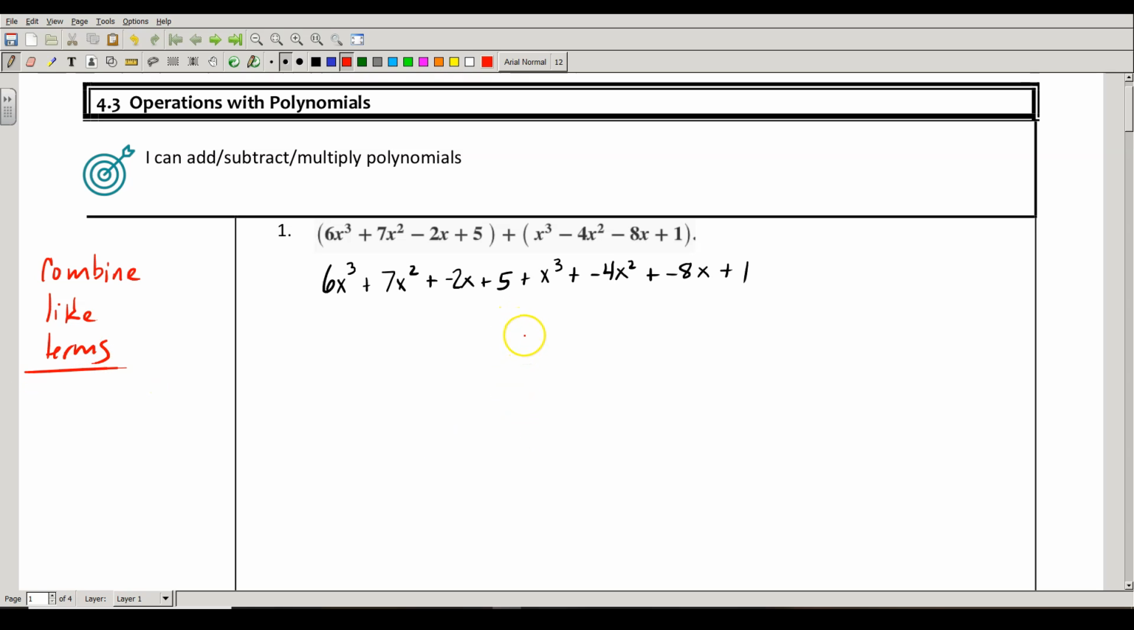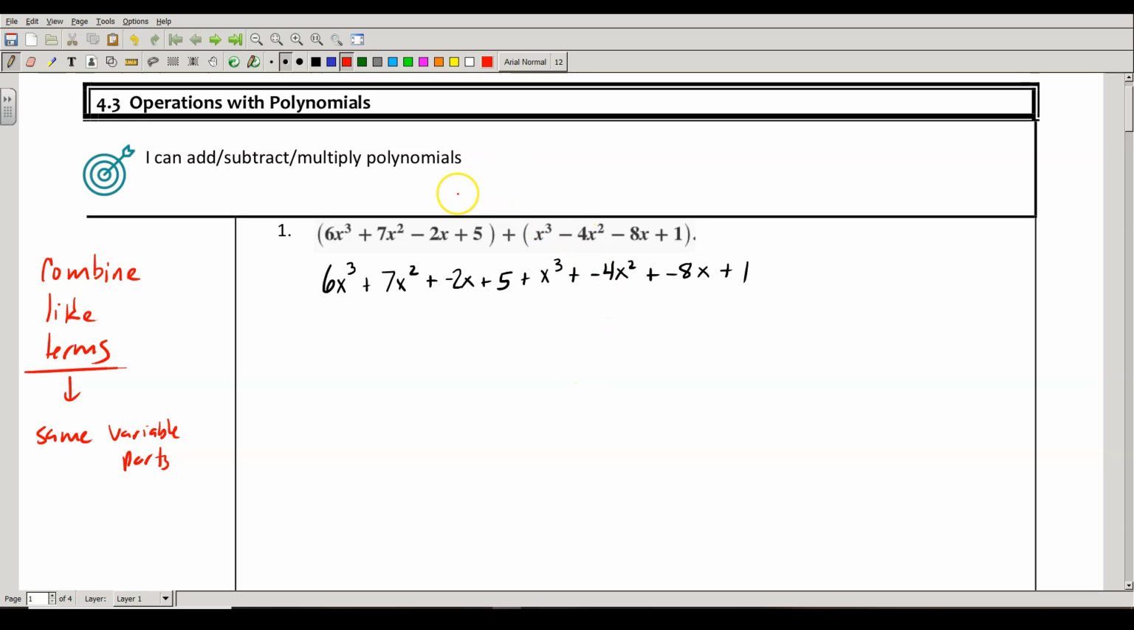So we look for our like terms. We have to remember what a like term is. A like term is any term that has the same variable parts. What that means is it has the same variable and then the same exponent as well. So x squared and x cubed are not like terms because they don't have the same variable parts.